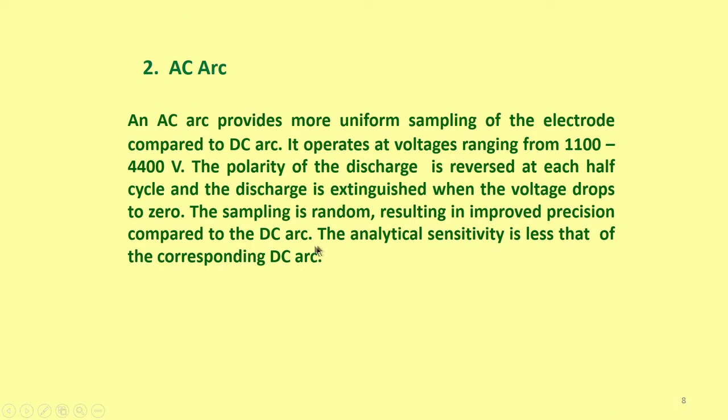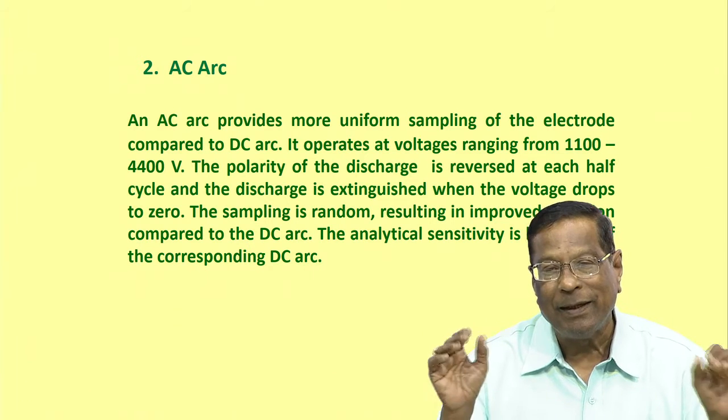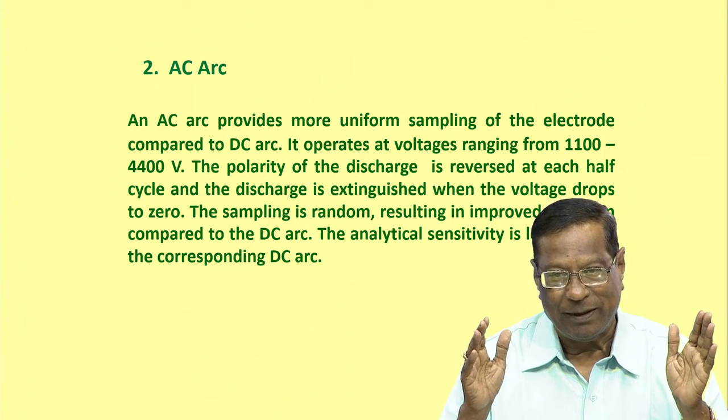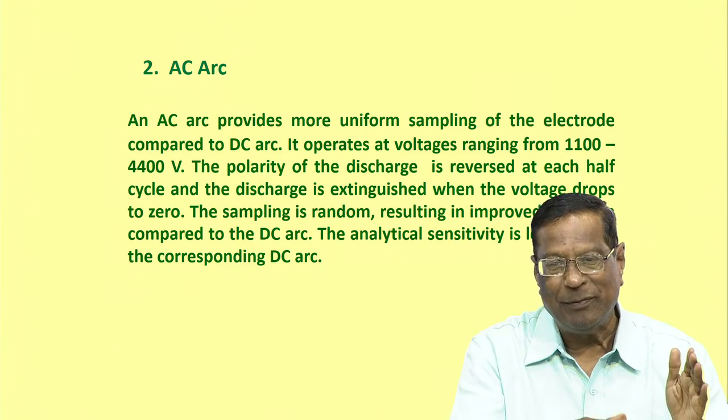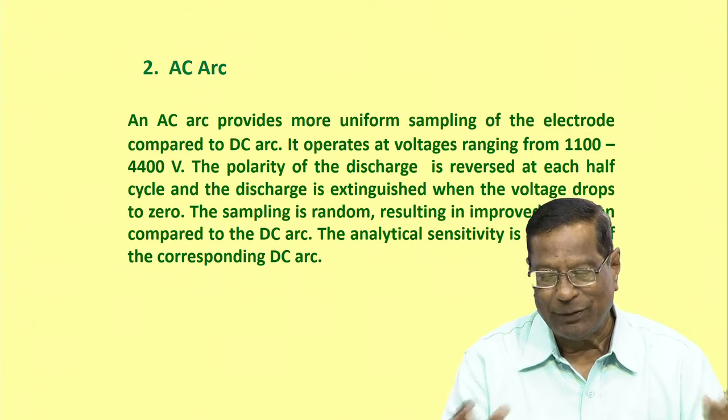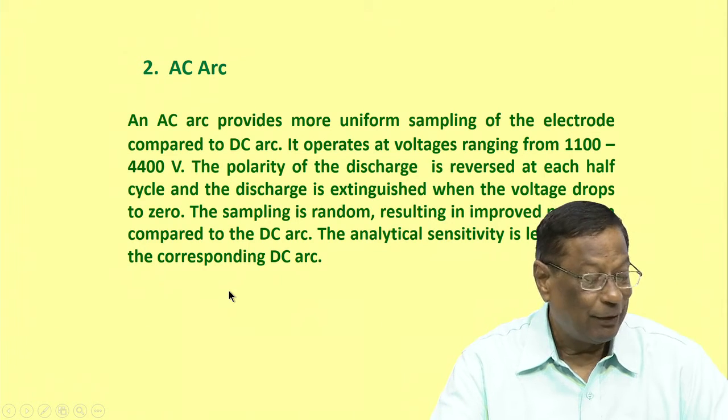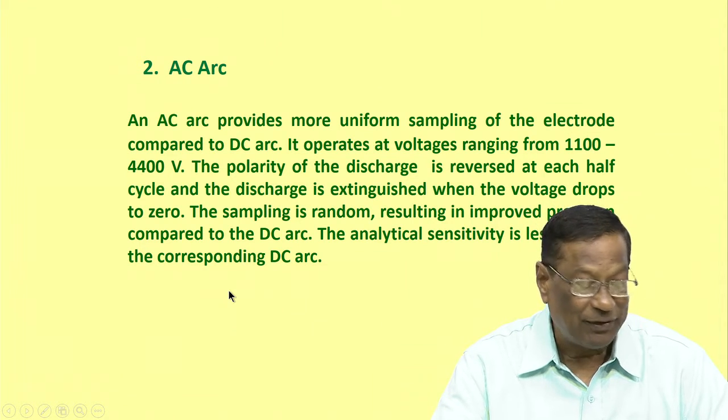The analytical sensitivity of course would be less than that of the corresponding DC arc, because half of the cycle of the electrical signal goes to 0, maximum, 0, maximum, like that. So, the sensitivity would be lower than DC arc because it is not a continuous system.